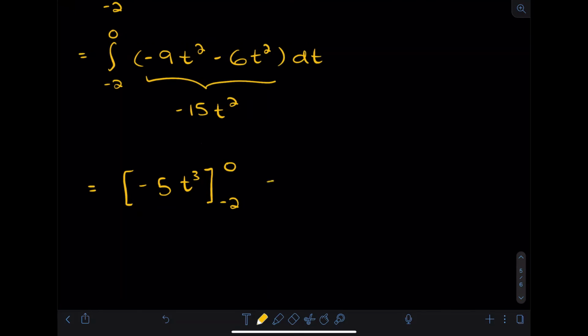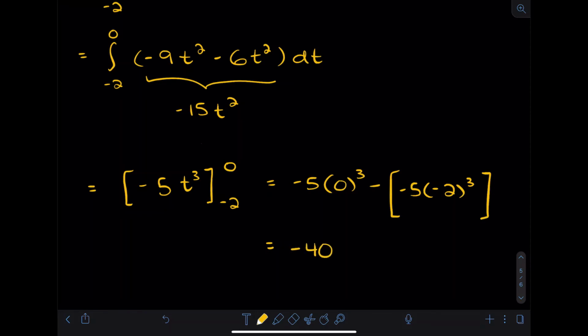So we have here, we'll have minus 5, and we'll have 0 cubed. Then we're going to subtract, and here we'll have minus 5 multiplied by minus 2 cubed. So the first part there is just 0. Then we have minus 5 times minus 8, which is 40. Then we have the other negative, so we'll get minus 40.